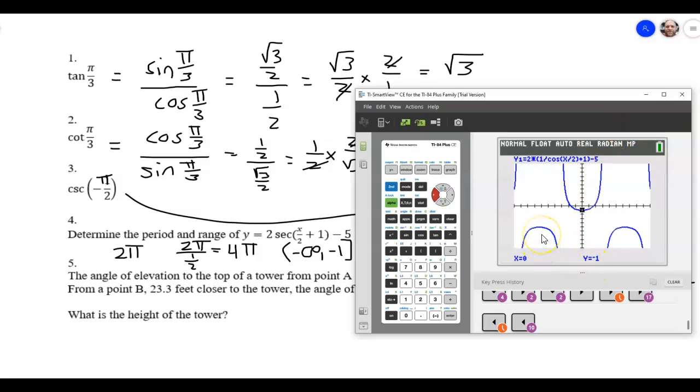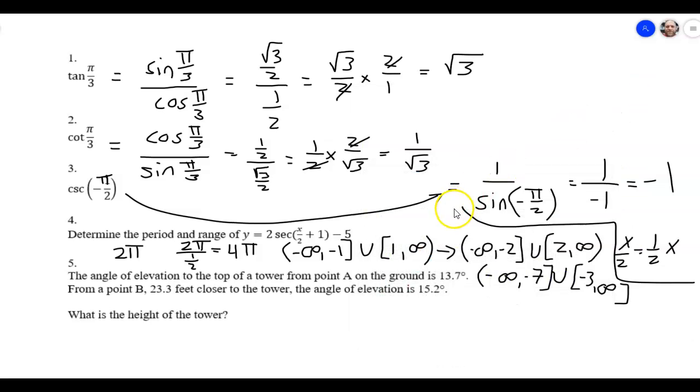And we can also kind of check our period, because it'll be from the center of this point to the center of that point. So I can look at those two x values, find the difference between those two, and verify that that's going to be right at 4 pi.